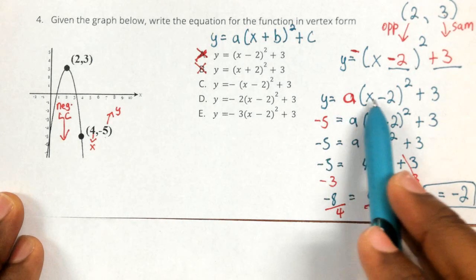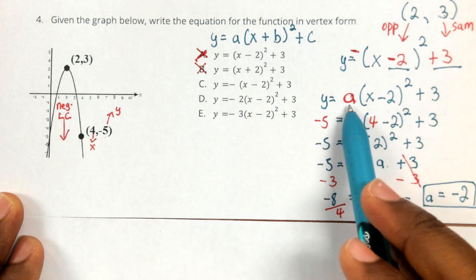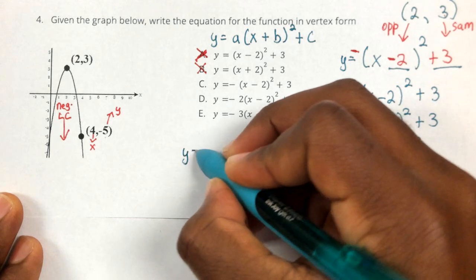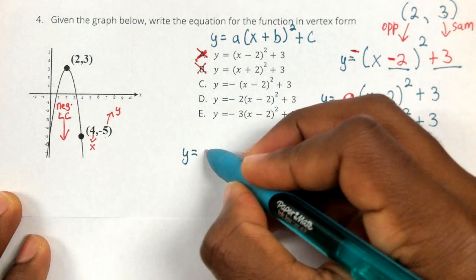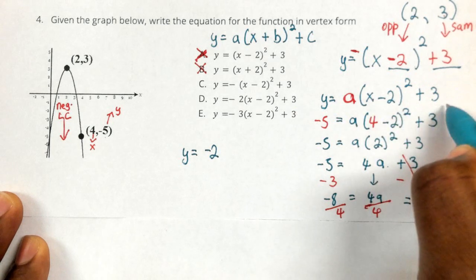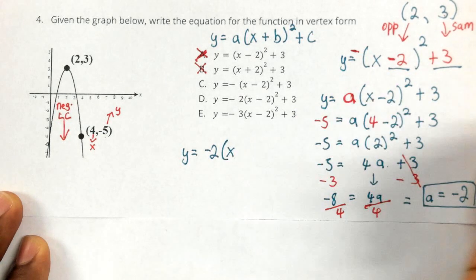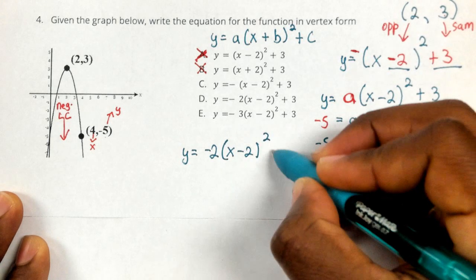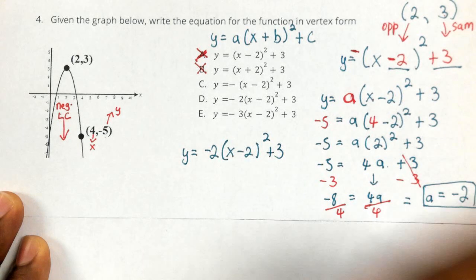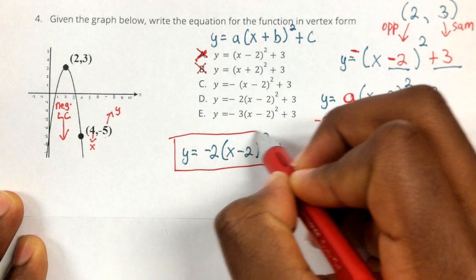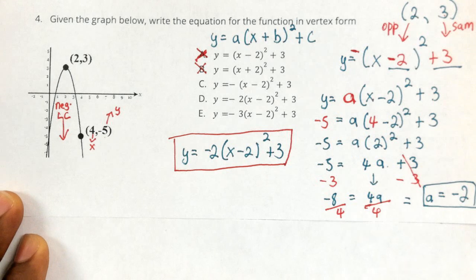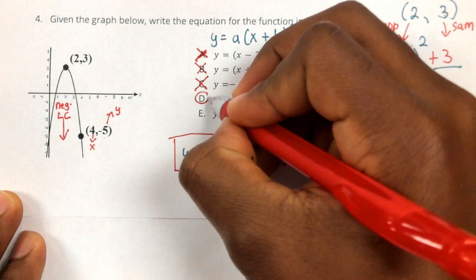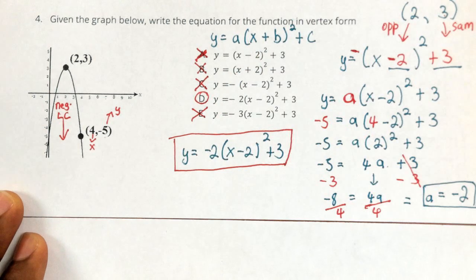My equation, I'm going to rewrite it and replace my a with negative 2. So I would have y equals negative 2, and then everything else I rewrite: parentheses x minus 2, parentheses squared, and then plus 3. And that is my answer. So again, C would be out. D would be my answer. E would be out.